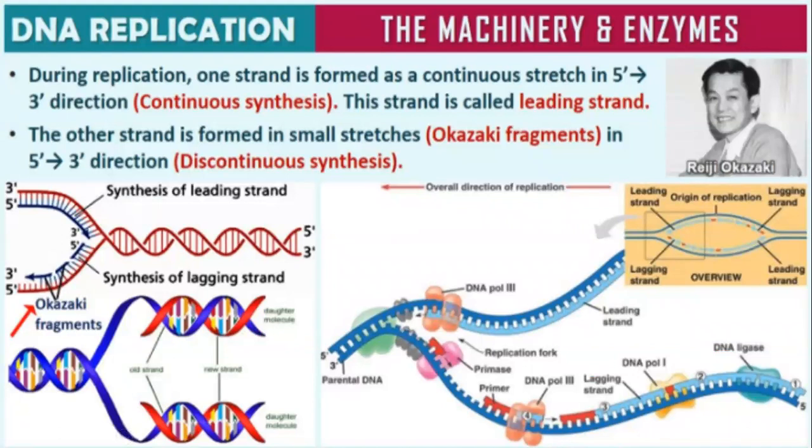So during replication, one strand is formed as a continuous stretch in the 5'-3' direction, that is continuous synthesis, and this strand is known as the leading strand. And the other strand is formed in small stretches, known as Okazaki fragments, in the 5'-3' direction, and this is known as discontinuous synthesis.